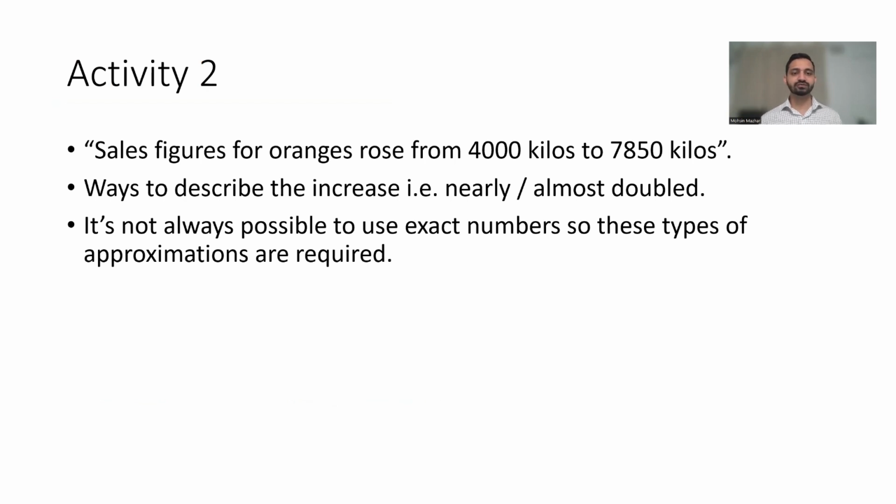Activity number two, sales figures for oranges rose from 4,000 kilos to 7,850 kilos. This one, we're talking about approximations, right? So how do we explain it? Instead of saying rose from 4,000 kilos to 7,850 kilos, you can also say it nearly doubled, or almost doubled. That's another way of saying this. These are called approximations. It's not always possible to use exact numbers, so these types of approximations are required, and you should be able to use them.